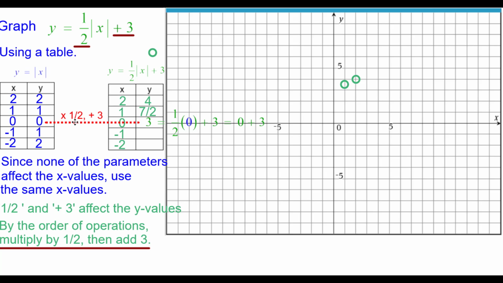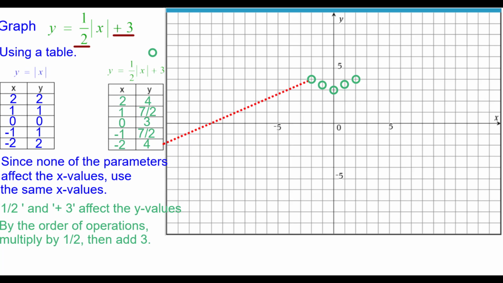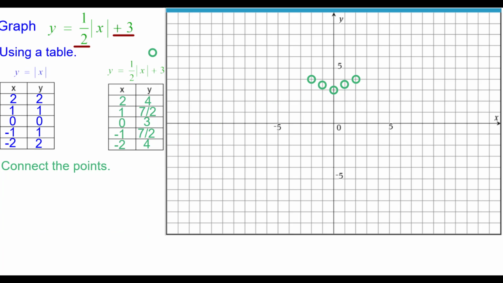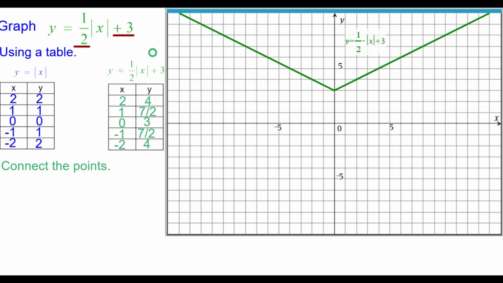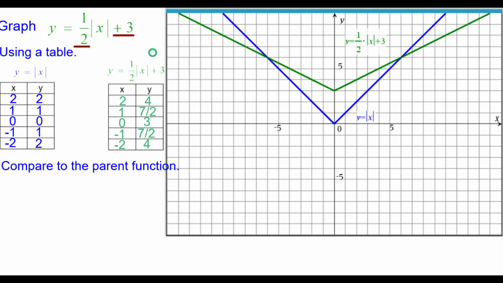Zero times 1/2 is 0, plus 3 is 3, so we plot the point 0, 3. And the other points we actually have done up here, these values here, but in this case it's going to be plotting -1, 3.5. And the second one will be -2, 4. Connect the points. Get our absolute value V. Compare it to the parent function. Again, it is wider and shifted up 3.